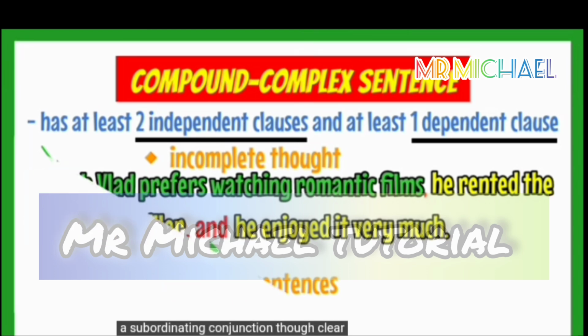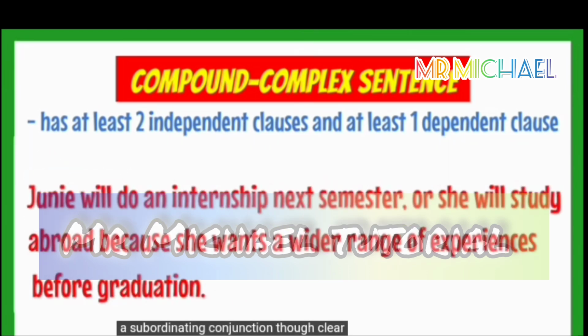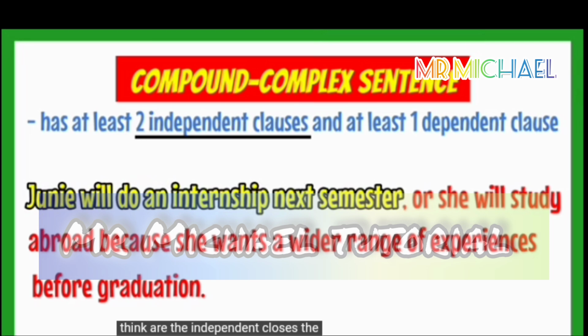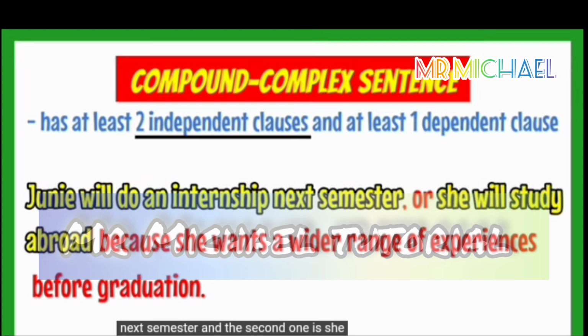Here, let us have another example. Julie will do an internship next semester, or she will study abroad because she wants a wider range of experiences before graduation. In this sentence, which do you think are the independent clauses? The first one is, Julie will do an internship next semester. And the second one is, she will study abroad. And take note that these clauses are joined by a coordinating conjunction, or, and they can both stand as complete sentences.